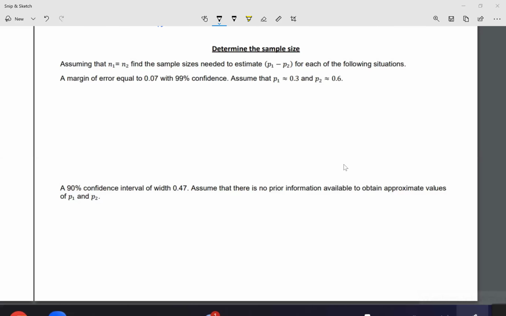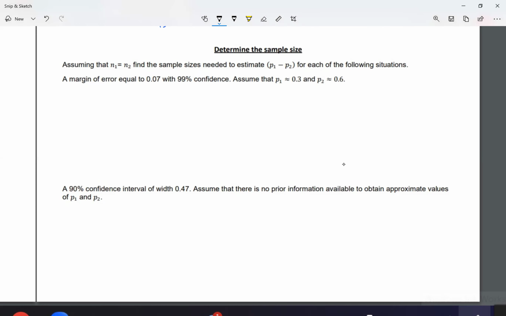Okay, to finish this unit, let's take a look at determining the sample size. Remember, when we round, we round up always. Assuming that N1 and N2 are equal, find the sample size needed to estimate P1 minus P2 for each of the following situations. We want a margin of error equal to 0.07 with a 99% confidence interval. Okay, we've done this before, right?